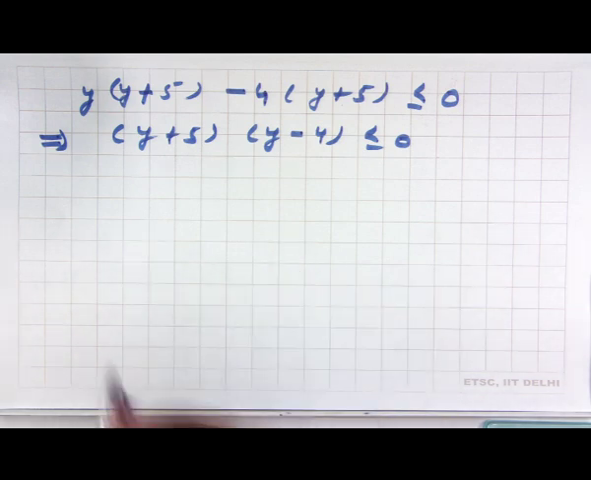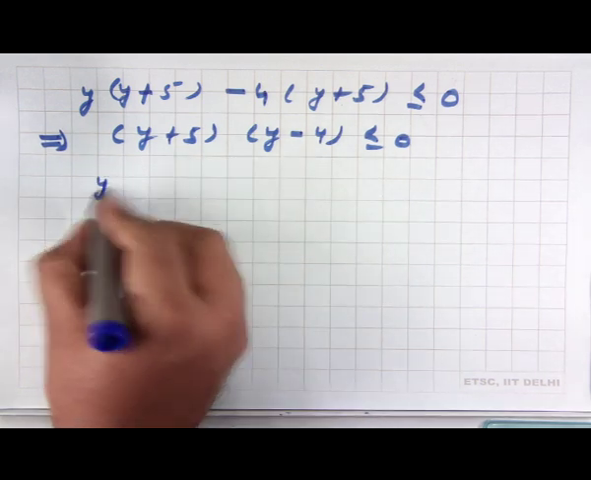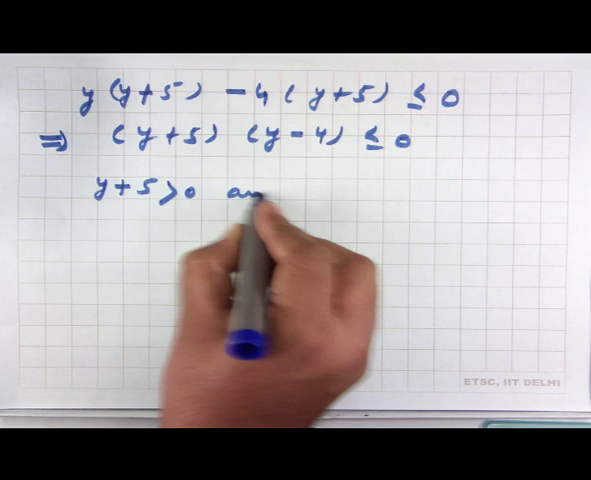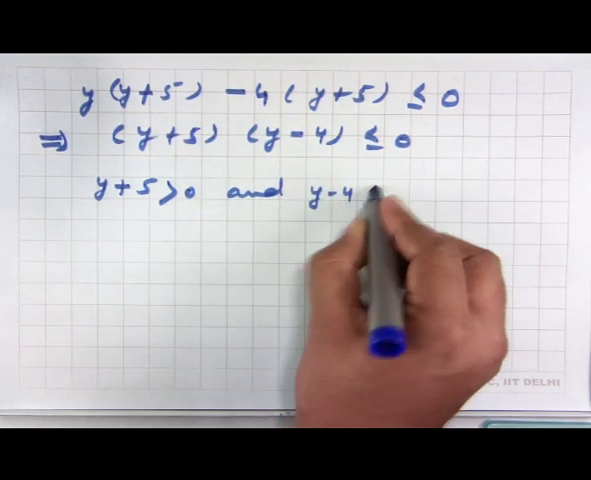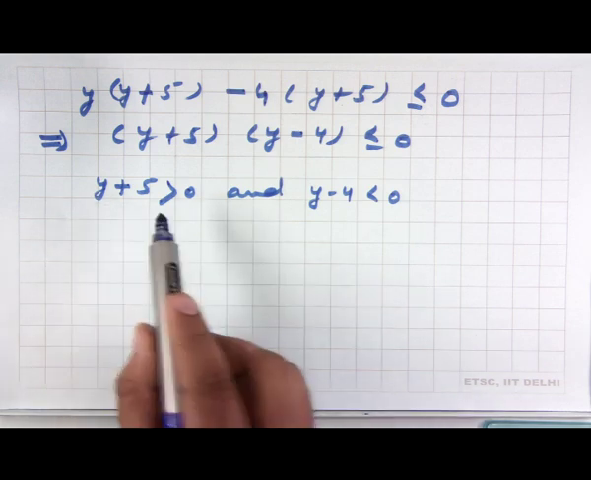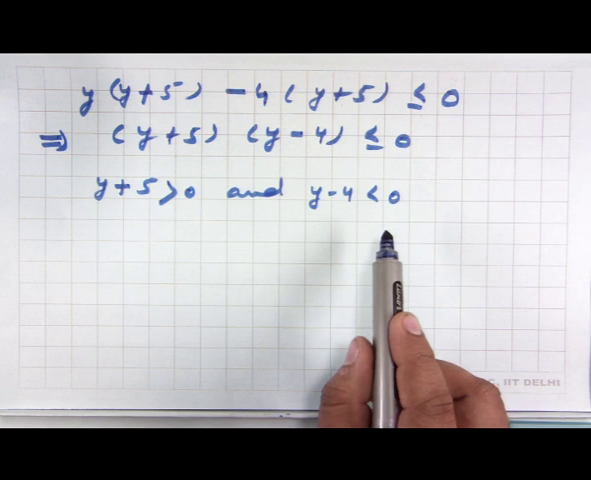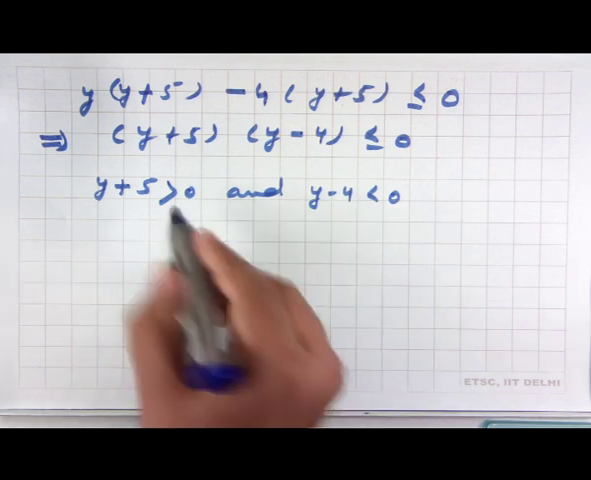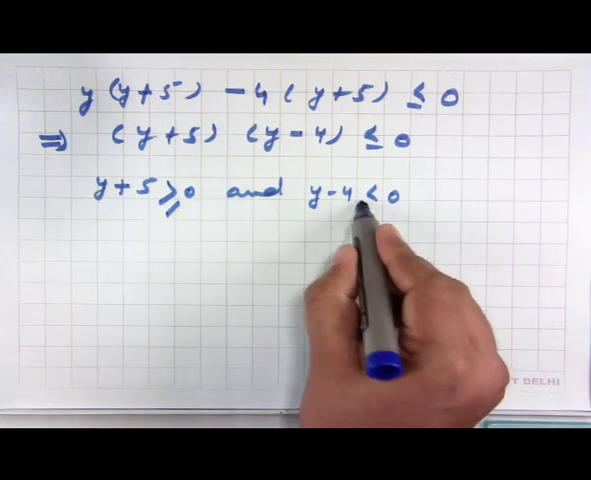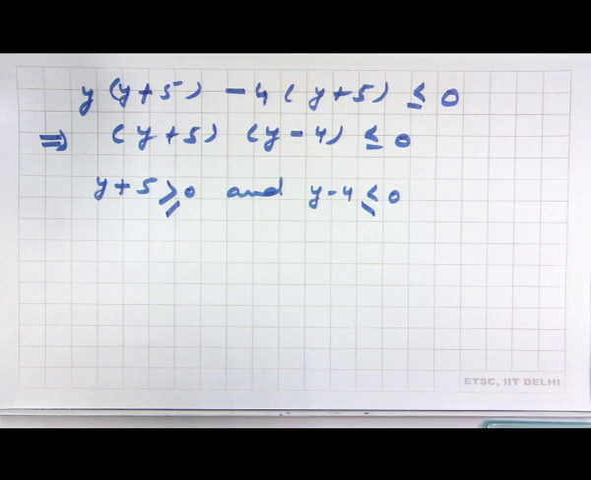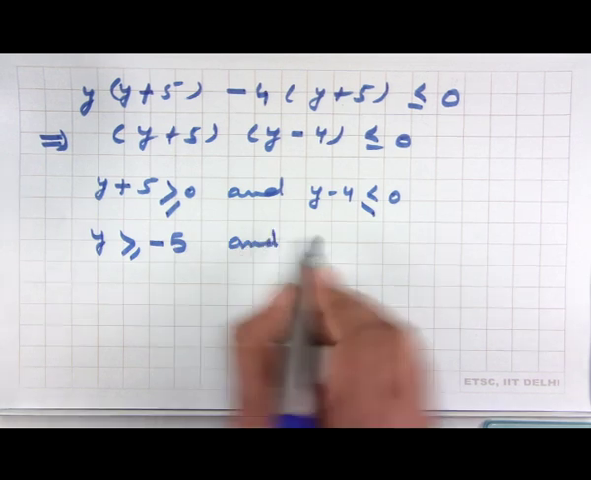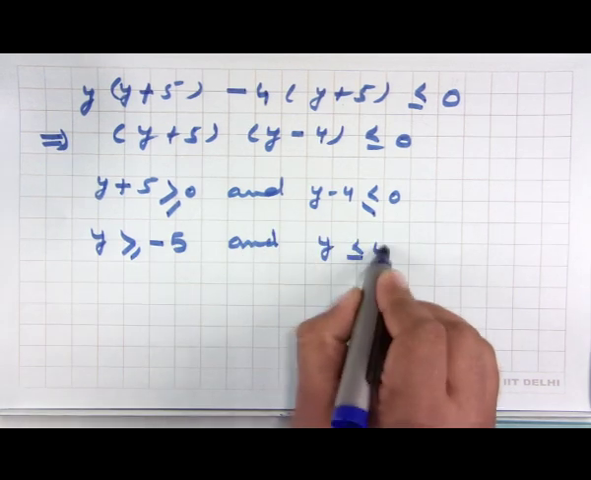It will be 0 in two conditions, either y plus 5 is greater than 0 and y minus 4 is less than 0. If y plus 5 is greater than 0, it will be positive, and y minus 4 is less than 0, it will be negative, and the product will be negative. Now, it is also 0, so it can be y plus 5 greater than or equal to 0 and y minus 4 is less than or equal to 0. Here the result is y is greater than or equal to minus 5 and y is less than or equal to 4.